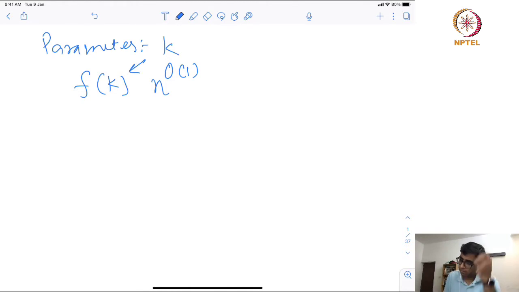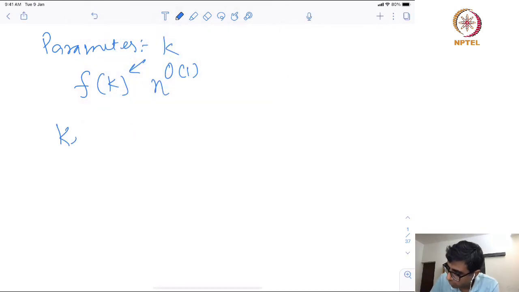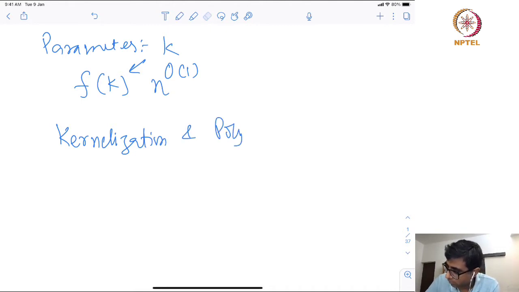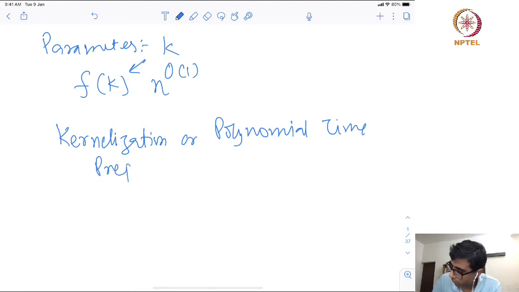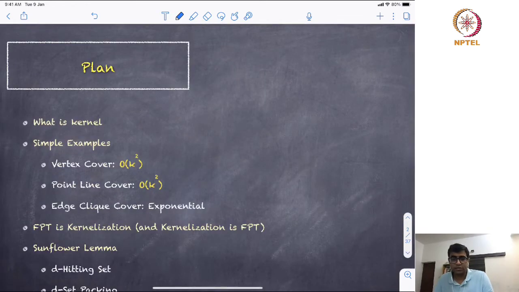Okay, so with that in mind, let's try to learn our first set of tools. These tools are very basic, and they are called kernelization or polynomial time preprocessing. So the first technique that we are going to learn is called kernelization, also called polynomial time preprocessing. It's a standalone technique and it has its own merits.